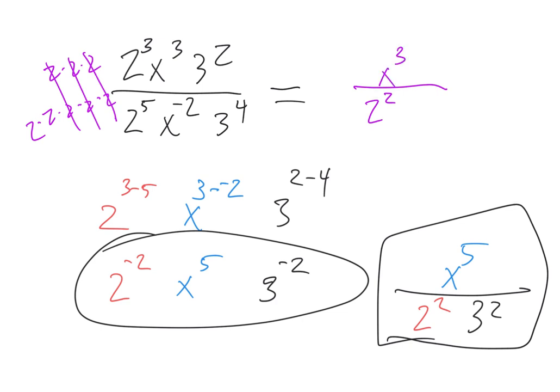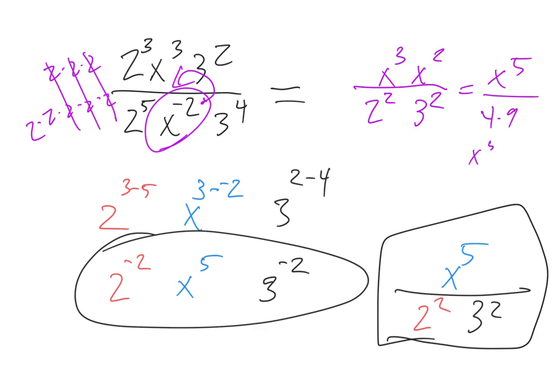I'd have x to the third, and then this x squared, the negative means I need to put it on the other side, so it'd be x squared. And then I would have the 3 squared here again, because it's the same idea as I did with the 2 squared. That simplifies as x to the fifth, because same bases and multiply. 2 squared, 4 times 9, so x to the fifth over 36.